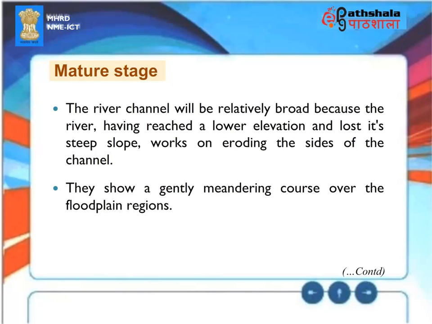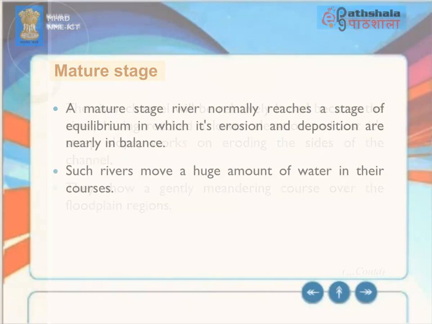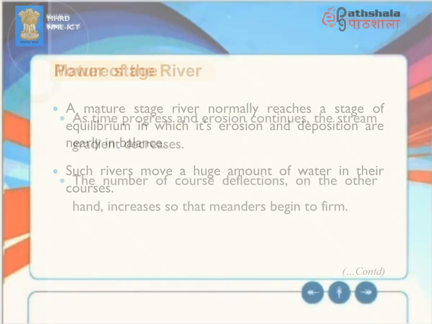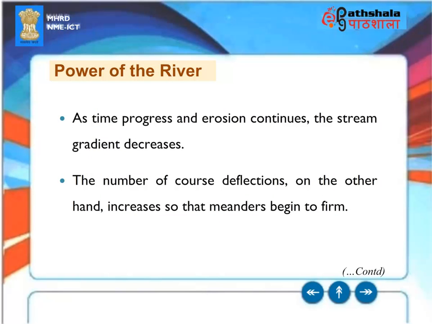They show a gently meandering course over the floodplain regions. A mature stage river normally reaches a stage of equilibrium in which its erosion and deposition are nearly in balance. Such rivers move a huge amount of water in their courses. Power of the river. As time progresses and erosion continues, the stream gradient decreases.